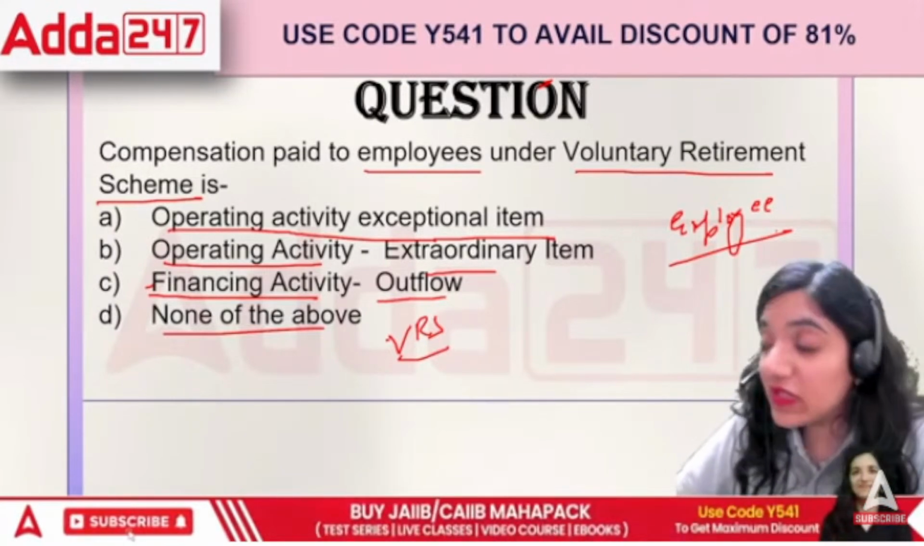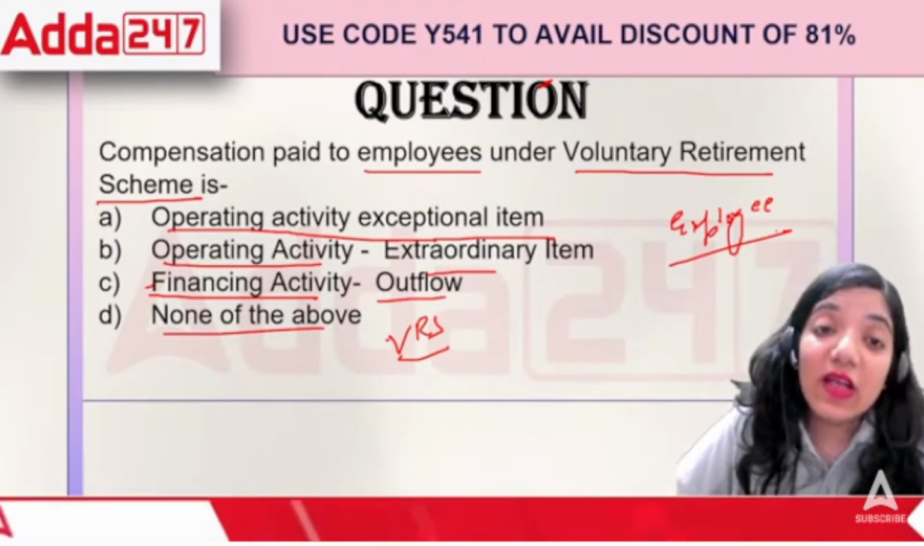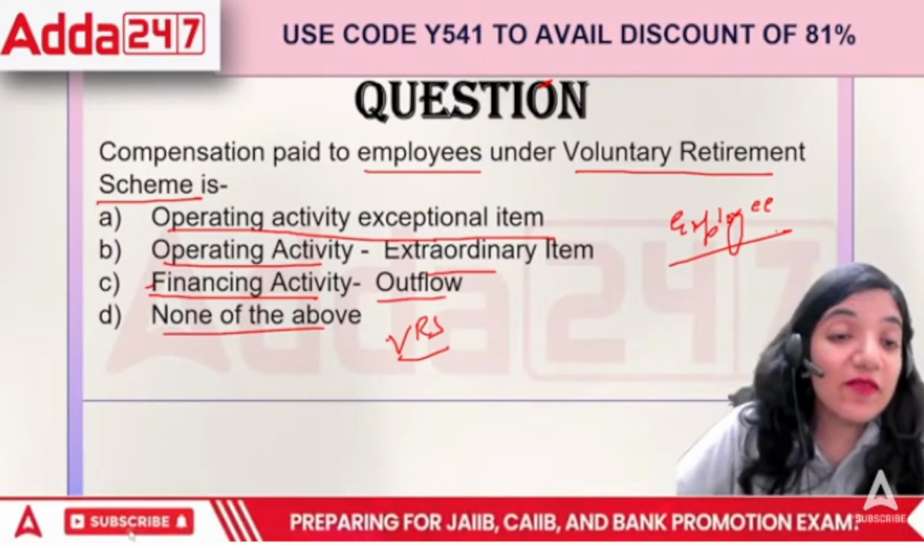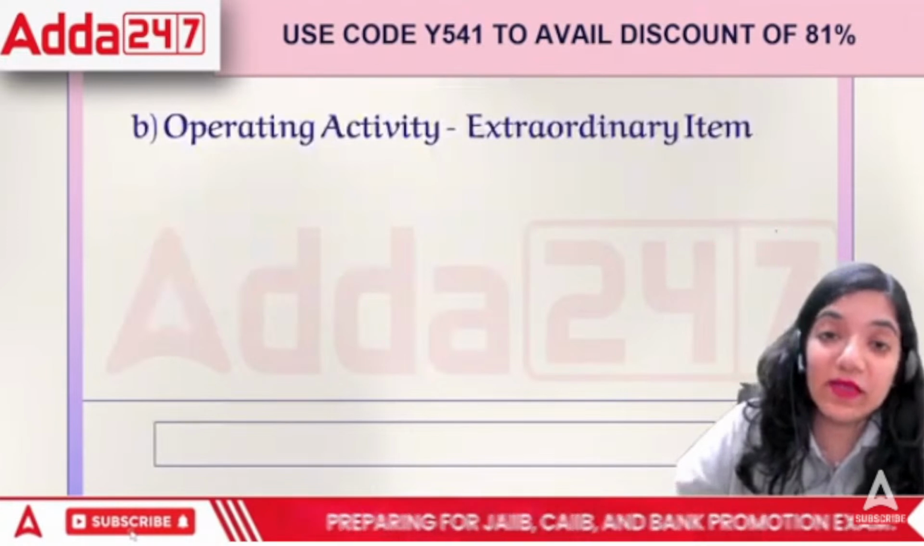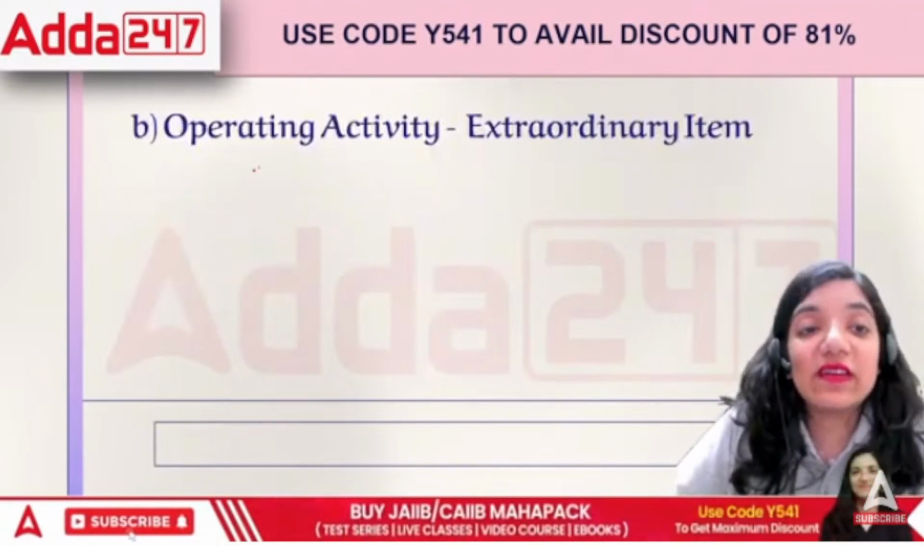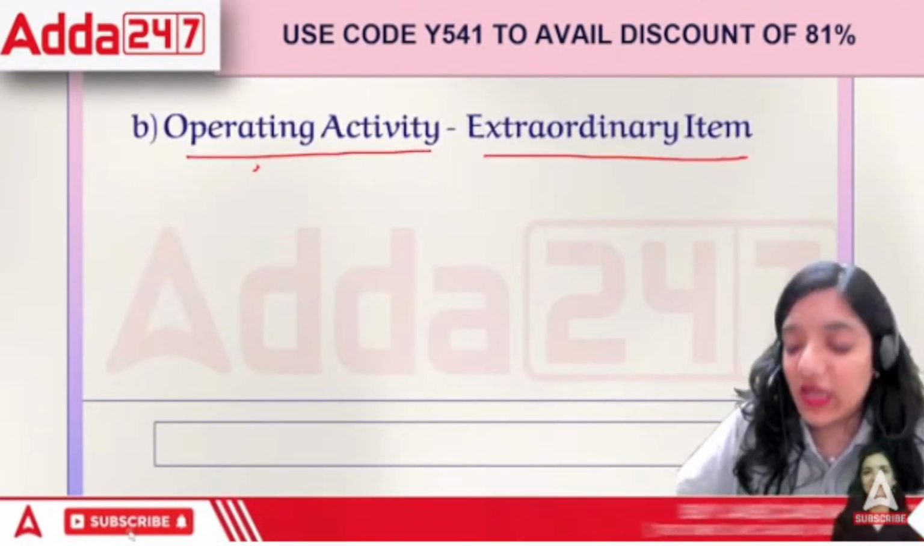So when we talk about this area, compensation paid to the employees under VRS is an extraordinary item. We do not do it every single day. It happens rarely, so it's an extraordinary item.